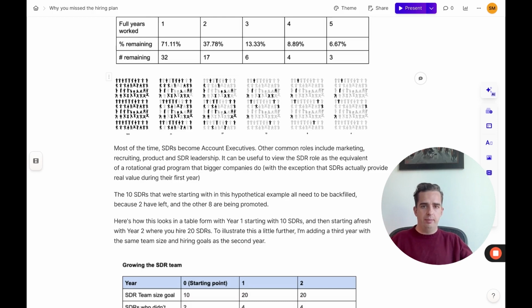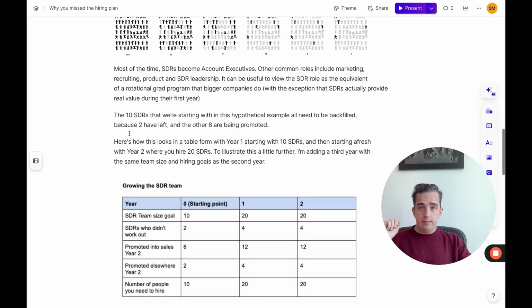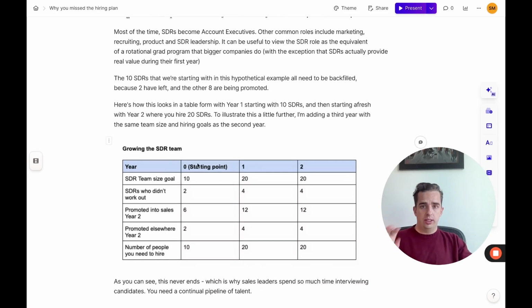Something that a lot of bigger companies do, with the exception that SDRs actually provide real value during their first year. And I think they really start to provide value if you can retain them, if you can promote them into your sales team. So we're going to start with 10. But unfortunately, they're all going to need to be backfilled because we're going to lose 2 and then we're going to promote 8. Now, here's how this looks in a table form.